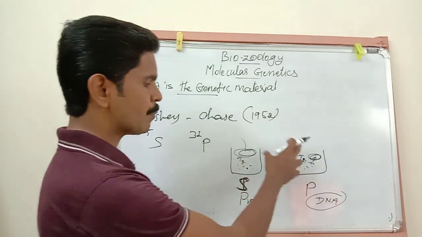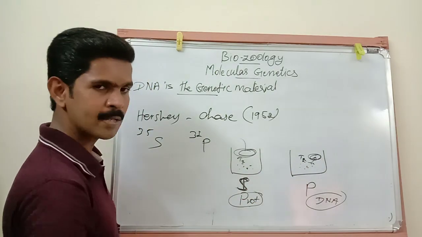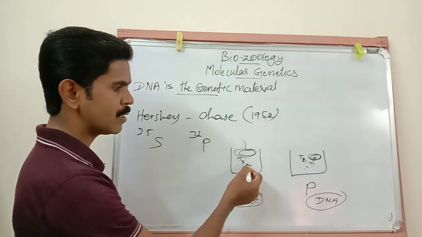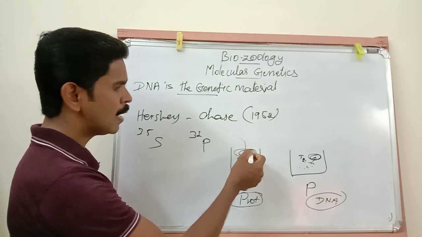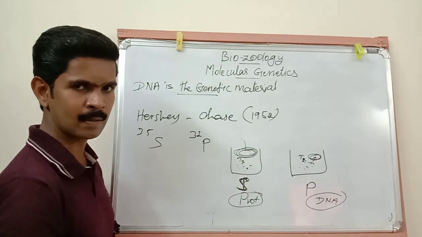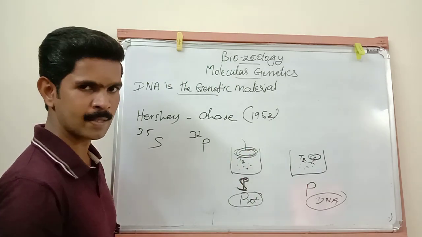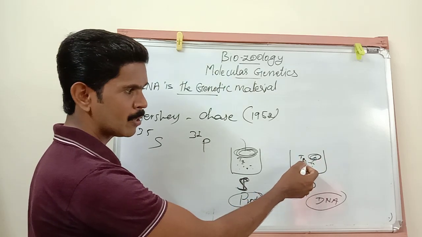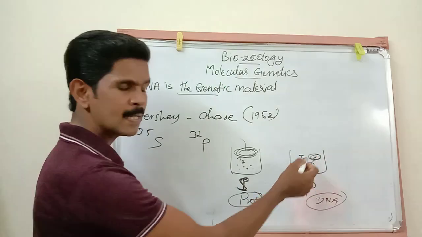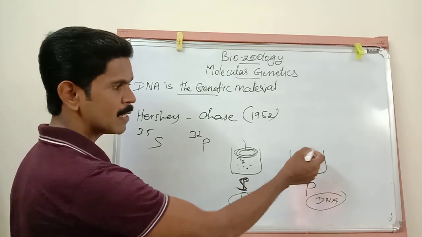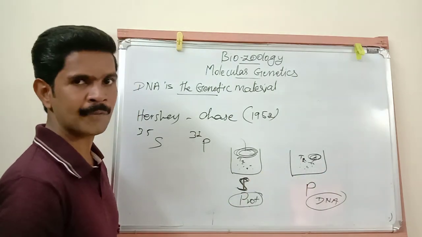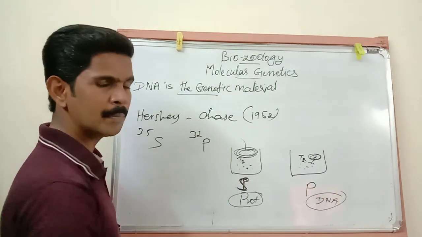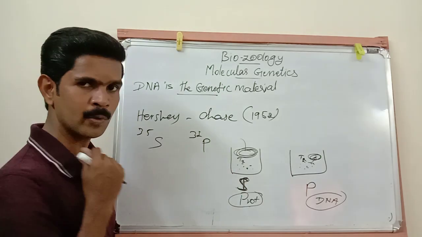Finally, here protein. Here they mentioned protein. So these T2 bacteriophage viruses are present in the culture medium, not associated with the bacterial cell. Here there is no infection. Here infection takes place because the T2 bacteriophage virus inserts the DNA inside the bacterial cell. Because of this, the bacterial cell is infected, and inside it many bacteriophage viruses are produced.